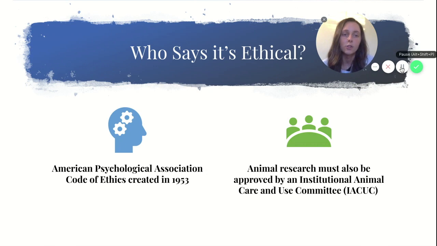Okay, so who says it's ethical? So like I said, animals have ethical guidelines as well, because we want to take care of animals just like we want to take care of humans. So who gets to say it's ethical when dealing with animals? Well, it's still the APA. They have their code of ethics that was created in 1953, just like humans. And then like how we have IRBs, animal research also has panels as well, so they can approve research. And so that's the Institutional Animal Care and Use Committee. So these two work together to make sure research on animals is ethical.